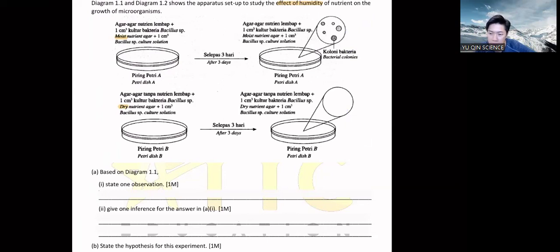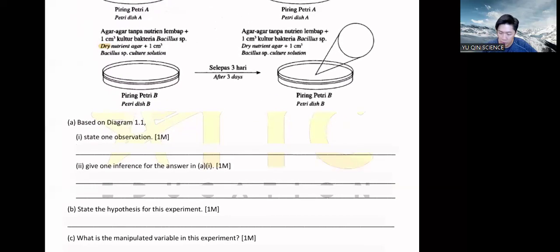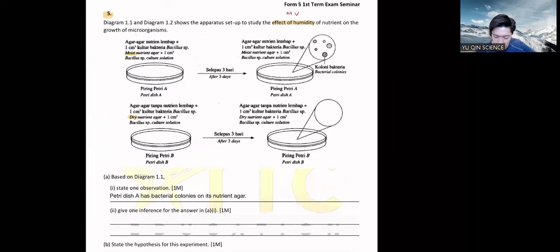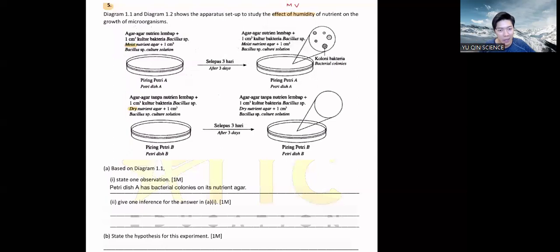Observation, can I write there are bacterial colonies in petri dish A after 3 days? Yeah, correct, Abigail. So therefore, my observation is petri dish A has bacterial colony. That's it. You can add the after 3 days, since it was 3 days. Correct. Yeah, you get it. It's very much like that only. I write what I see. Observation is what I see, right?